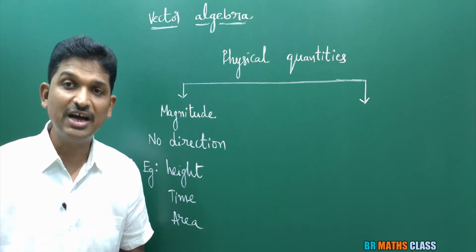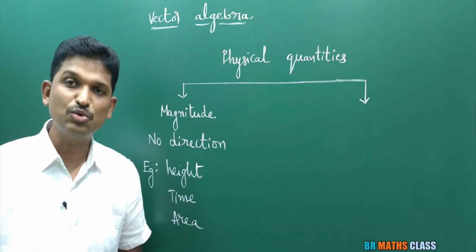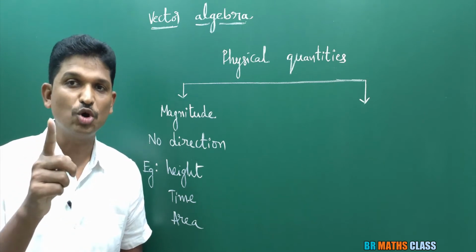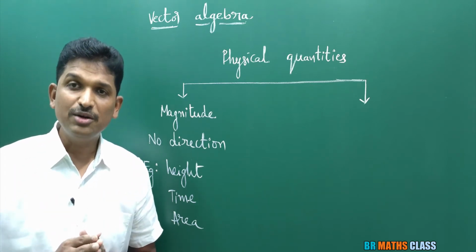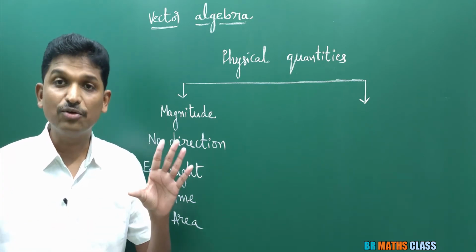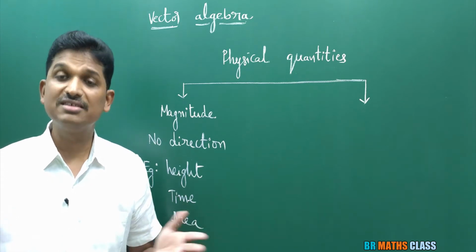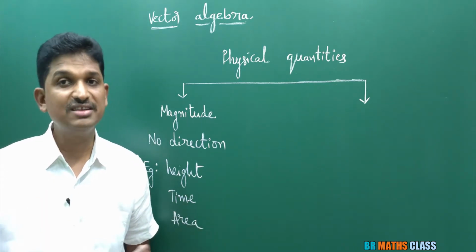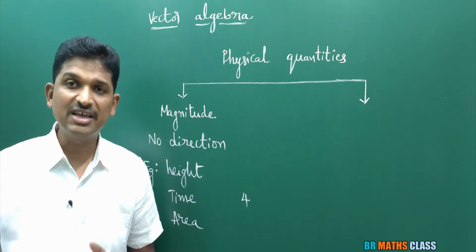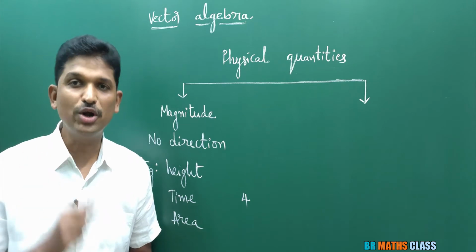So, what did you learn now? You learned about scalar. What is scalar? A physical quantity which is having magnitude but no direction is called a scalar. And one important point is, we treat every real number as a scalar. 5, it is a number, this is treated as scalar. 10, a number, it is a scalar. 1/2 is a scalar. Every real number is treated as a scalar. What is scalar? A physical quantity which is having only magnitude but no direction.